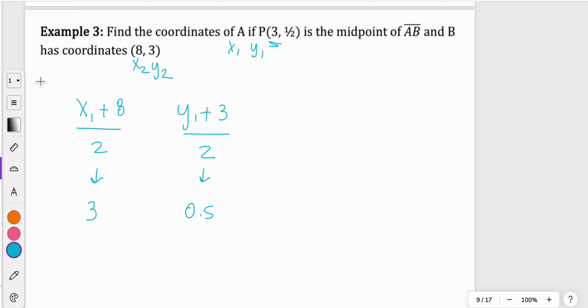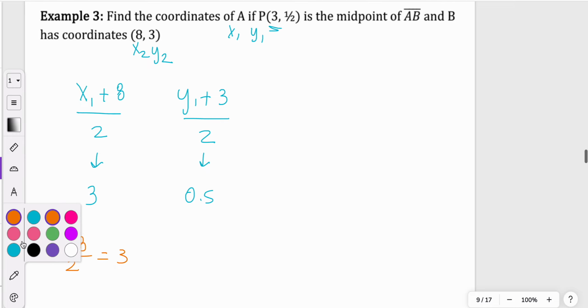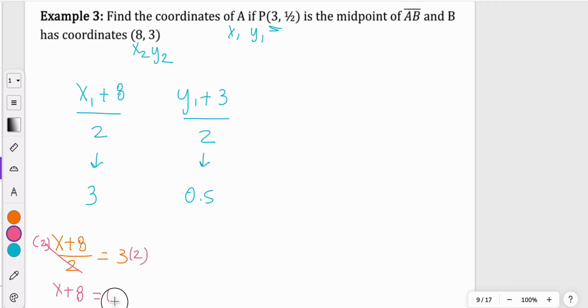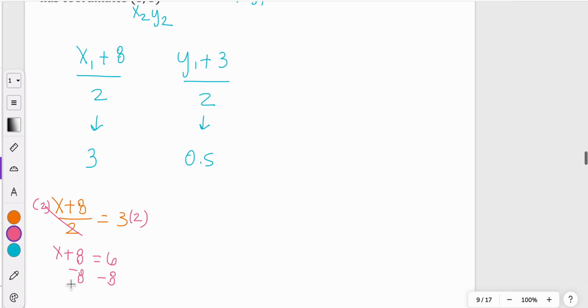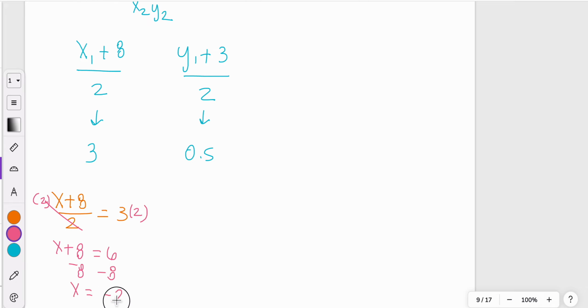Some things I consider is, well, first maybe I would set this up as an equation. So x plus 8 divided by 2 is equal to 3, and to solve for x, I would multiply both sides by 2. So I would get x plus 8 is equal to 6, and then subtract 8 from both sides. I'm going to get the first coordinate, -2.